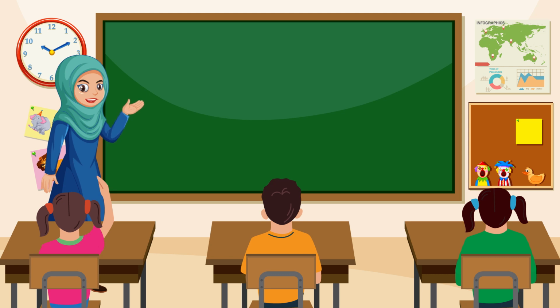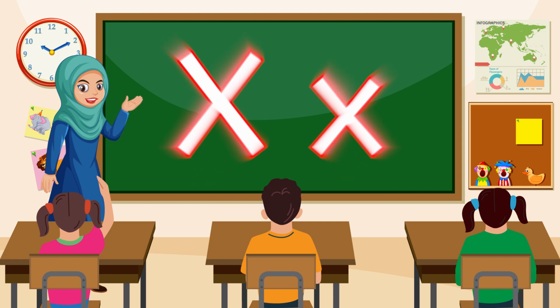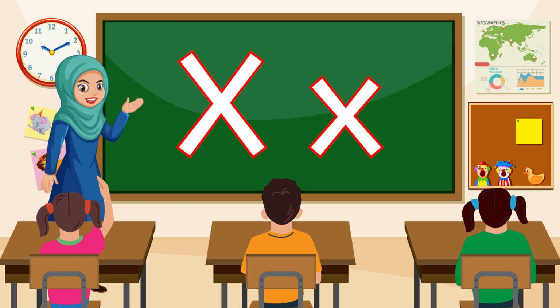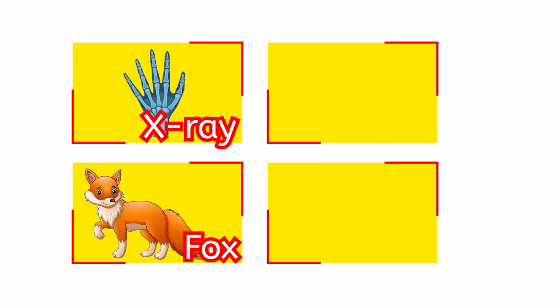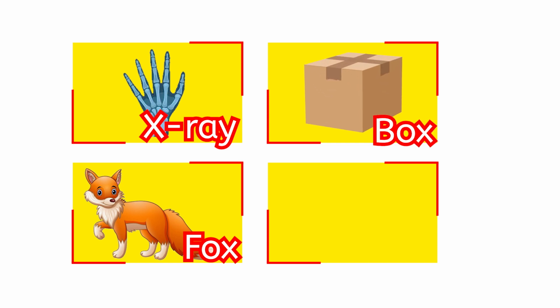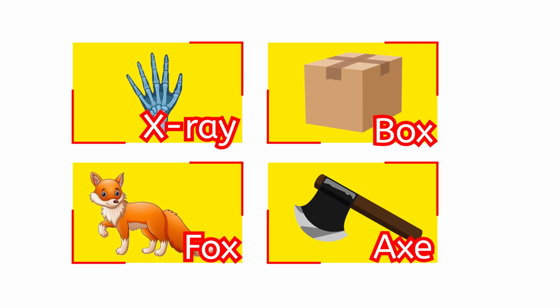Children, X is mostly used in the middle or at the end of a word. X-ray, fox, box are some more friends of X.